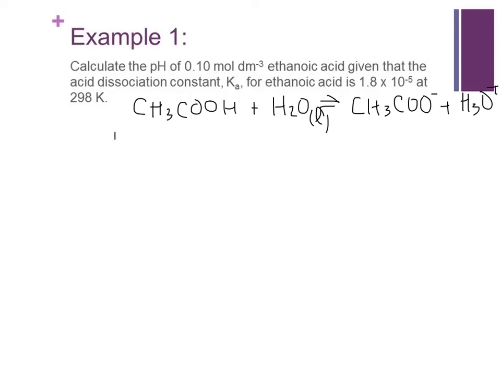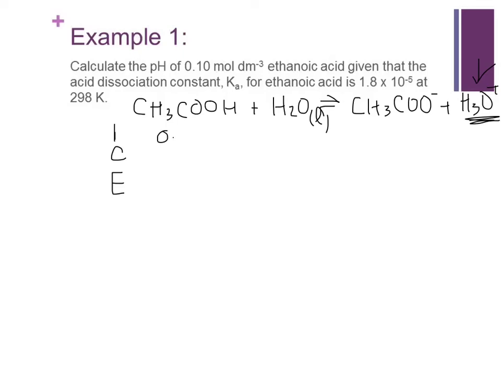Now, unlike strong acids, we can't just take the concentration we're given to figure out the hydronium ion concentration because it does not dissociate completely. Instead, we need to use an ice table to figure out the concentration of the hydronium ion and therefore figure out the pH.